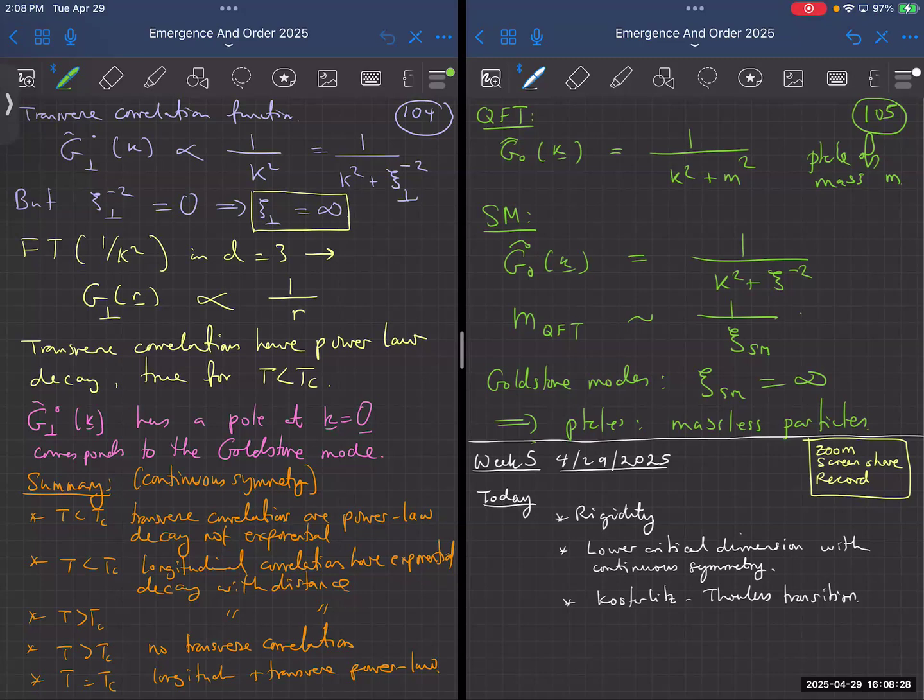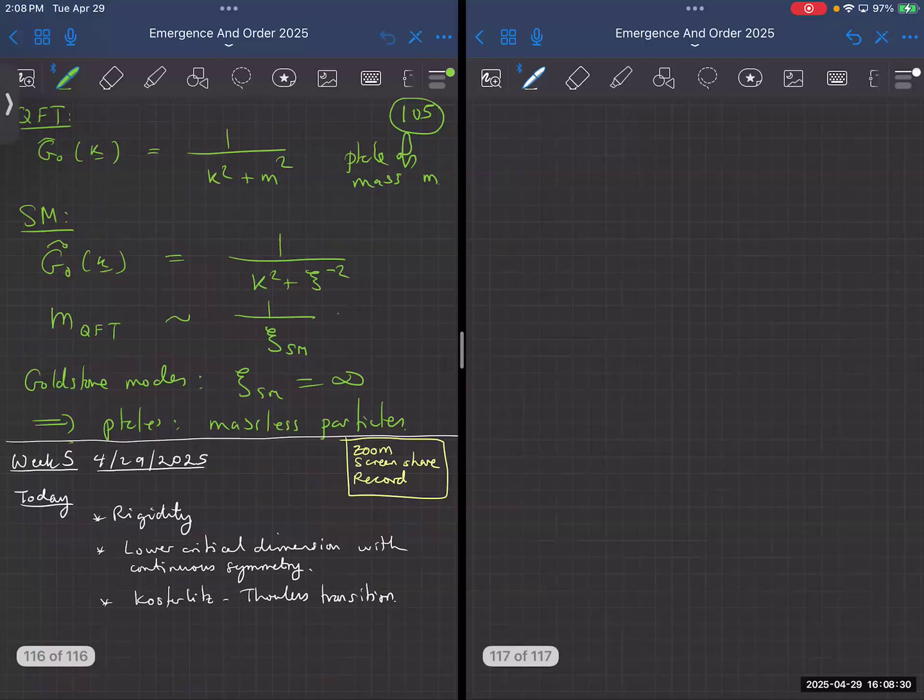Okay, so let's get started then with rigidity.